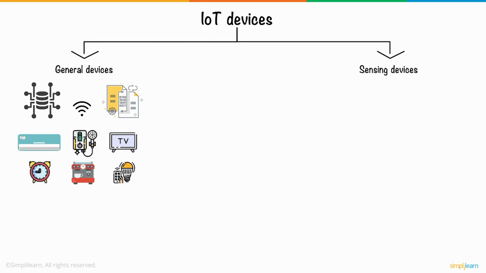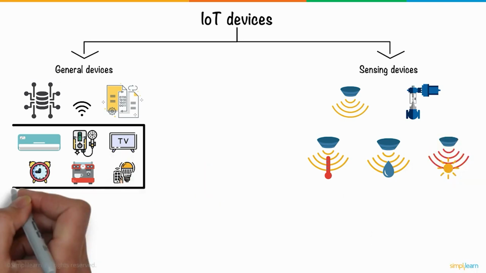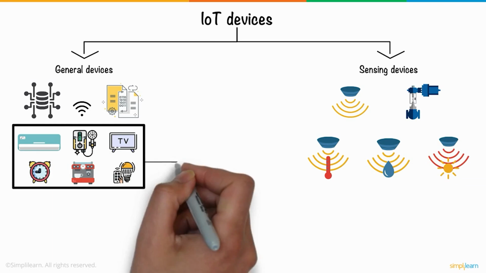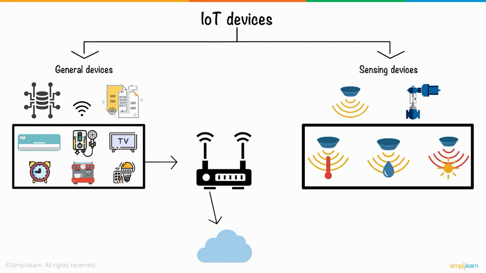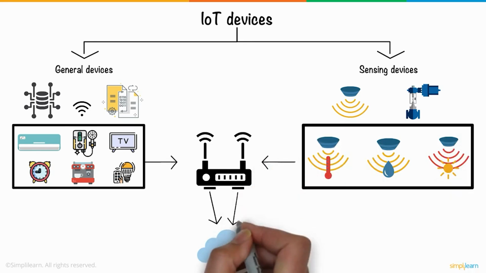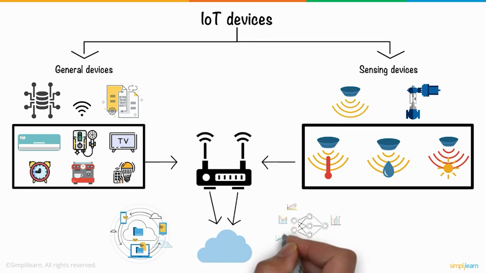The sensing devices, on the other hand, include sensors and actuators. They measure the temperature, humidity, light intensity, and other parameters. These IoT devices are connected to the network with the help of gateways. These gateways, or processing nodes, process the information collected from the sensors and transfer it to the cloud. The cloud acts as both the storage and processing unit. Actions are performed on the collected data for further learning and inferences.